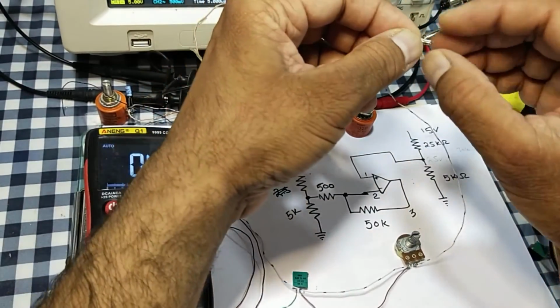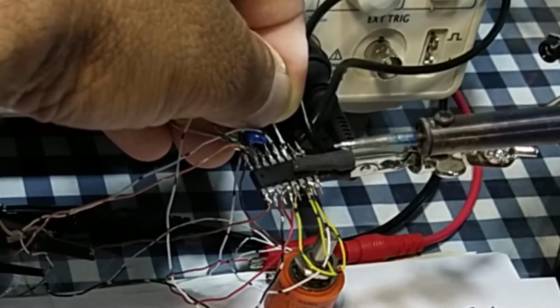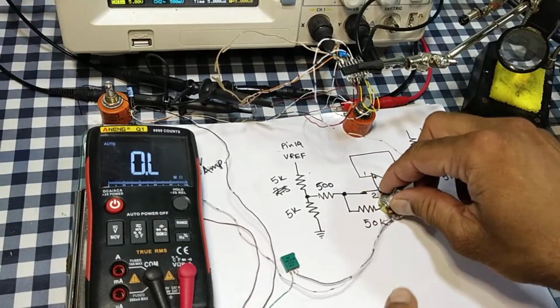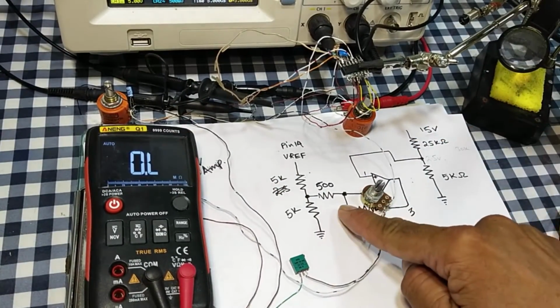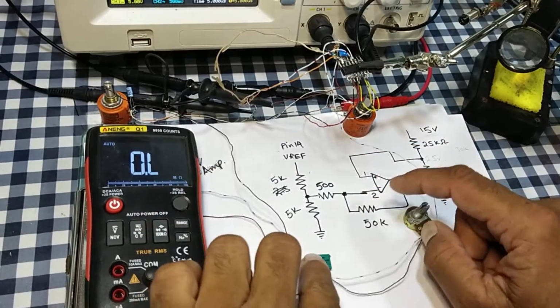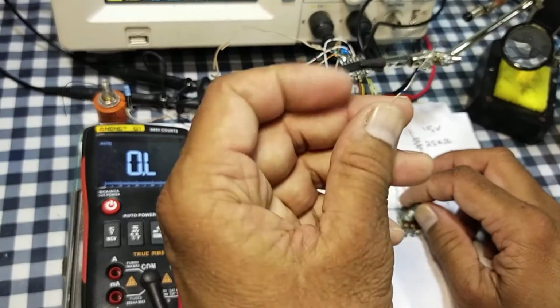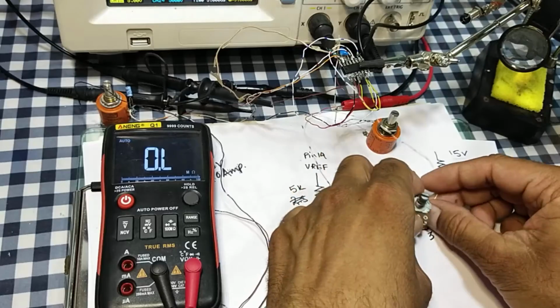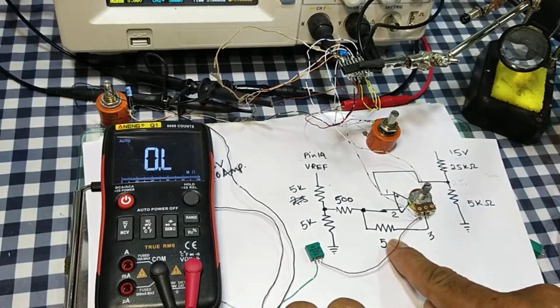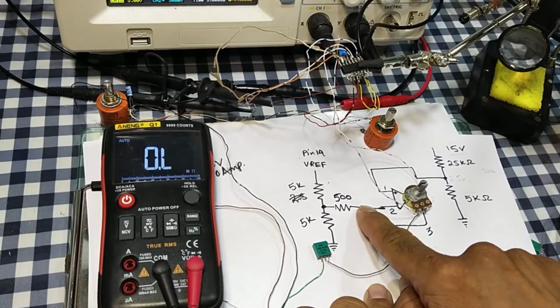So this pin will connect to pin number 3 of this IC, because this end will be connected to pin number 3. So this resistor is connected to pin number 3. Now we have to connect the center pin of these two resistors to pin number 2. Now we have a fixed resistor of 50k between pin number 2 and 3.